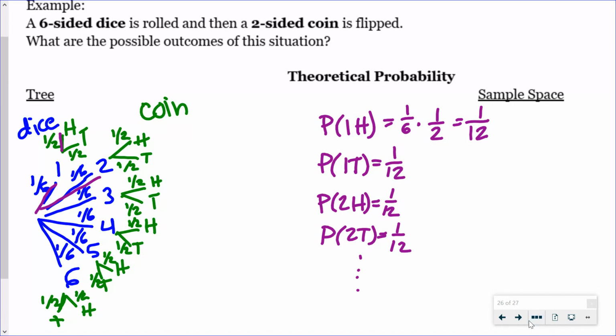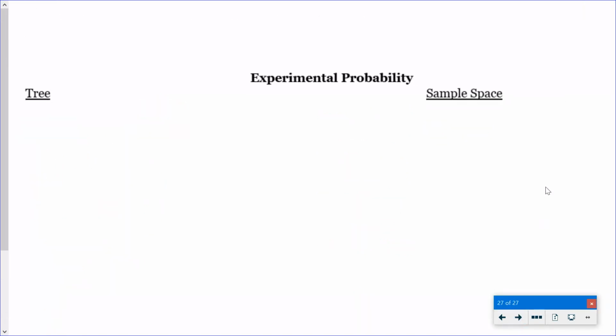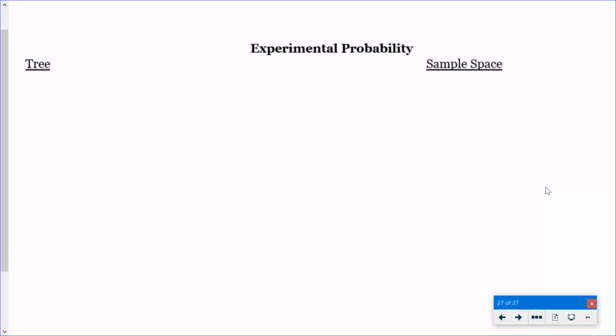All right. Now, some situations are slightly different. We have the same situation, but in this case, I'm going to use experimental probability. Before I was using theoretical probability. I said a dice has 6 sides, so there's a 1 in 6 chance. A coin has 2 sides, so there's a 1 in 2 chance. Experimental probability is using that data that we actually collect.